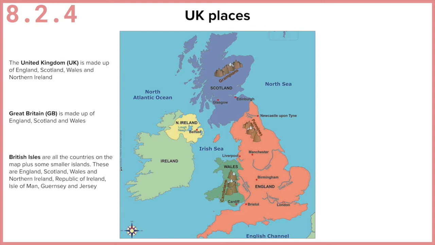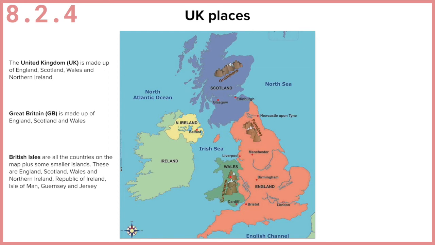Our country is called the United Kingdom of Great Britain and Northern Ireland, which is abbreviated to United Kingdom or the UK. So the UK is made up of England, Scotland, Wales and Northern Ireland. So all of this island here and the northern section of this island here. That's the UK, that's our country. When we're talking about Great Britain, it's only this island, which includes England, Scotland and Wales.